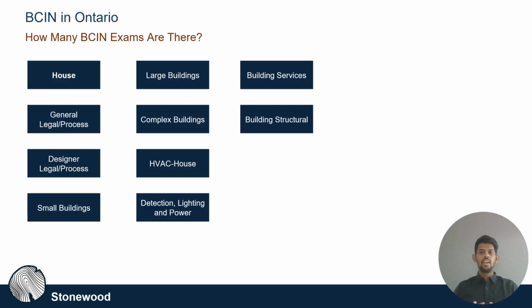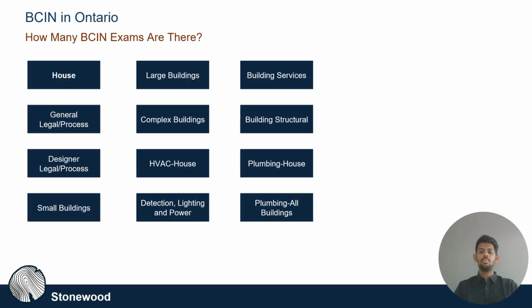Building structural. Even if you pass the building structural, you are not able to stamp the drawings. You must have the P.Eng license for that. Building structural is useful for government jobs like plan examiner or building inspector. Also, we have plumbing house and plumbing all buildings. If you pass the plumbing all buildings, you don't need to give the plumbing house. And same here, you don't need it for practice or stamping drawings, but it's for government jobs.